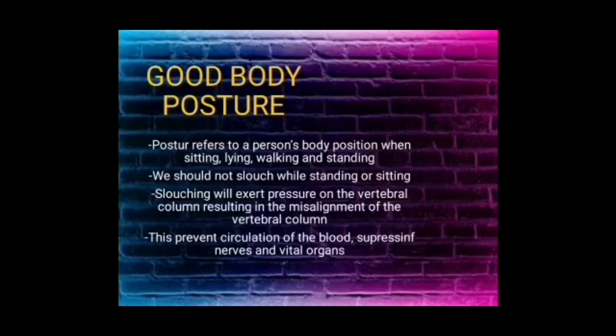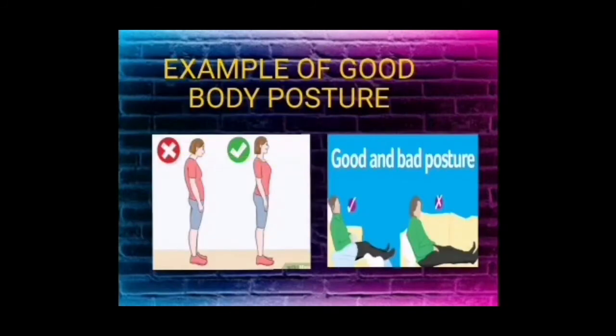So, by doing this good body posture, we can prevent blood circulation, nerves and vital organs from being suppressed. Sorry for the typo. Okay, so this is the example of good body posture. On the left picture, it shows a good and bad posture while we are standing, while on the right picture, it shows a good and bad posture while we are lying.